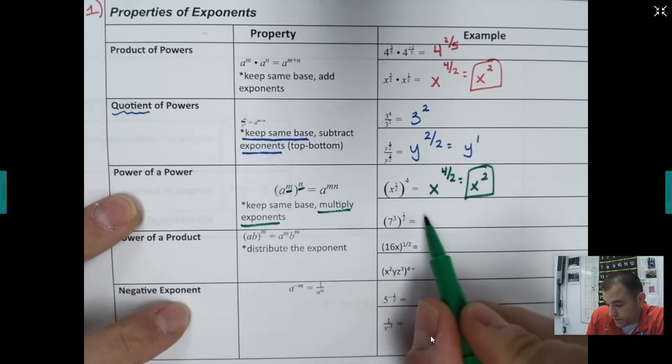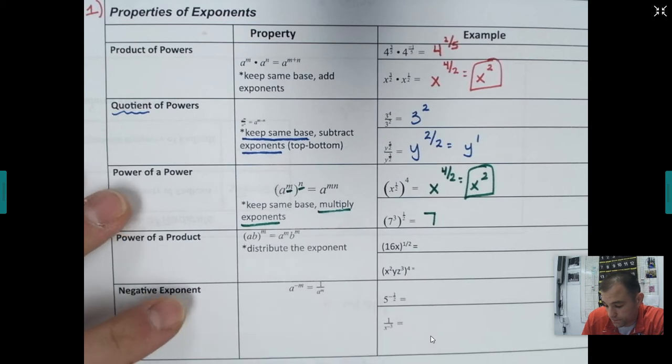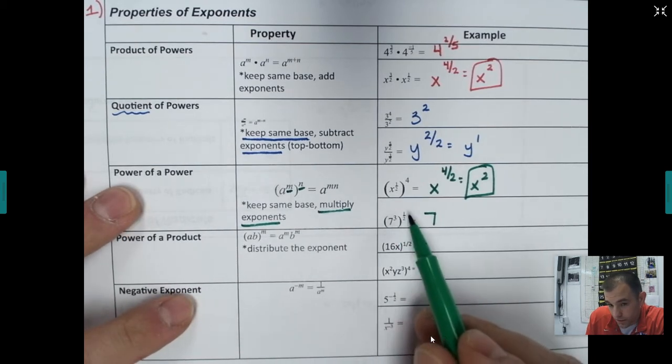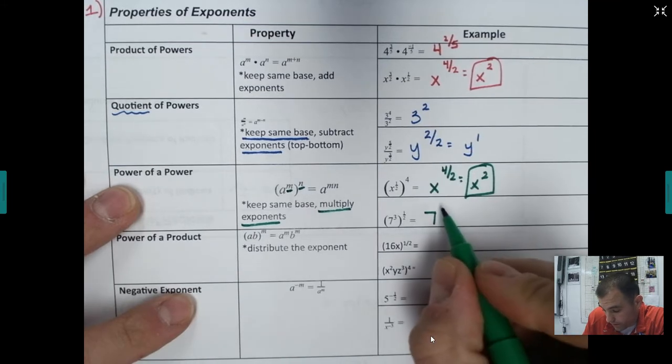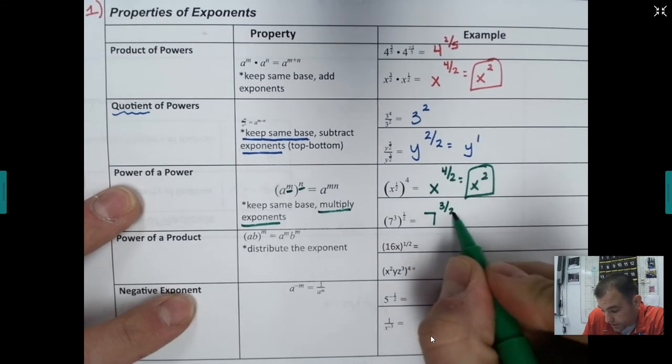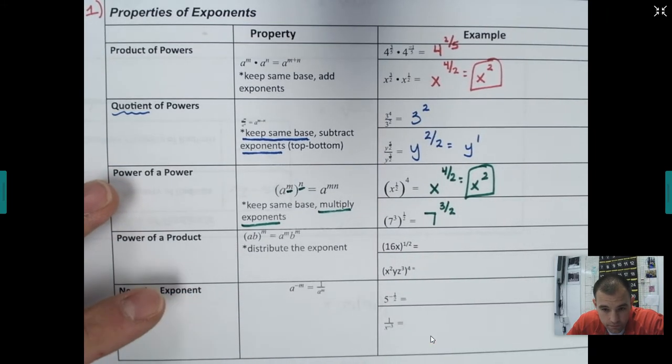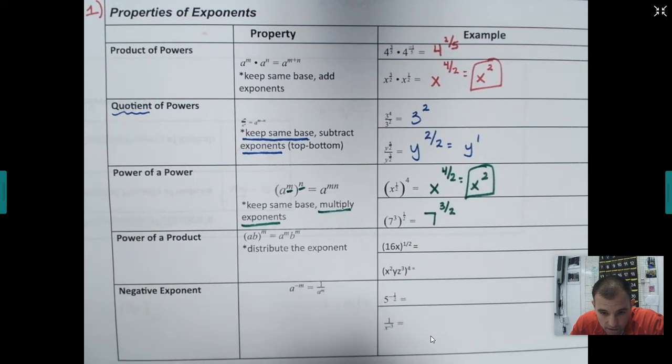Same thing for this one. The 7 is not going to change. 3 times 1/2: if you have 50 cents and multiply it by 3, you now have 3/2, $1.50, 1 1/2. So 7 to the 3/2 power.